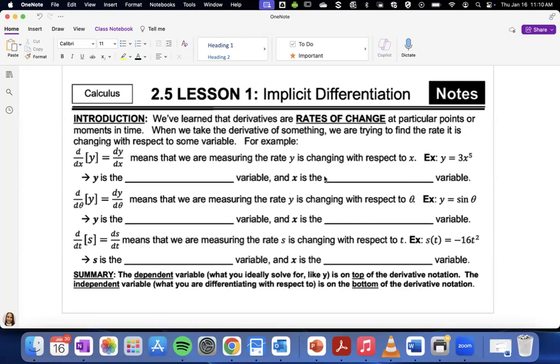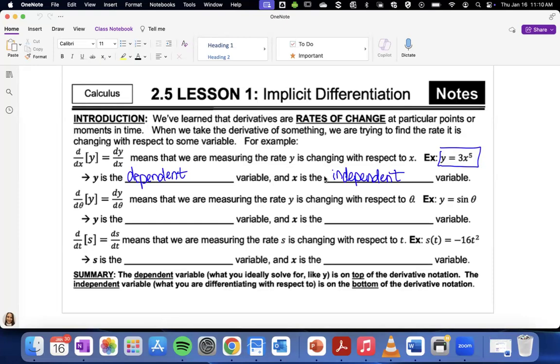So looking at, and this is the algebra part, okay? Looking at y equals 3x to the fifth, which one is our independent versus dependent variable? So y is the blank variable and x is the blank. What do you guys think? Y is independent? Is that what you think? No, y is dependent. Change is depending on x. Yeah. So y is the dependent variable and x is the independent. Because, right, couldn't I plug in anything for x and get a function for y or an answer for y?